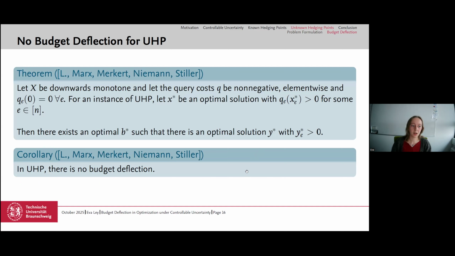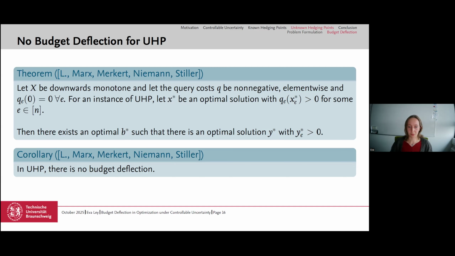So here we don't need to worry about such maybe unwanted behavior in an optimal solution if we have also query outcome functions, lower query outcome functions that are maybe positive for some queries. So yeah, to be more exact, if we have some downwards monotone query set X, some query costs that are non-negative element-wise, and again 0 for no query, and some optimal solution X star for an instance of UHP, then if we have an element with positive query costs, then there also exists some optimal hedging points such that an optimal solution exists where we really use this element.